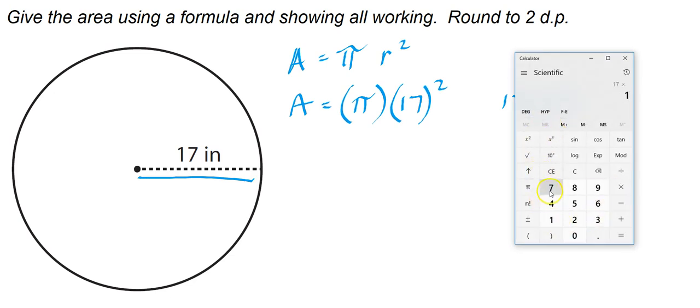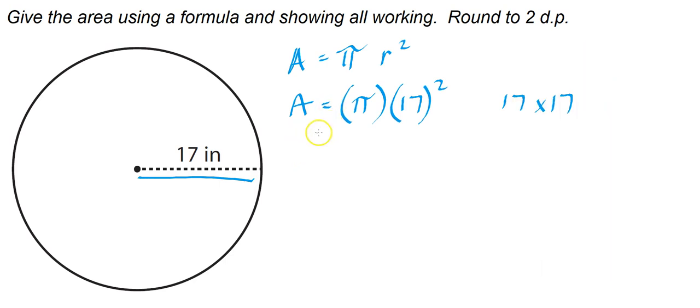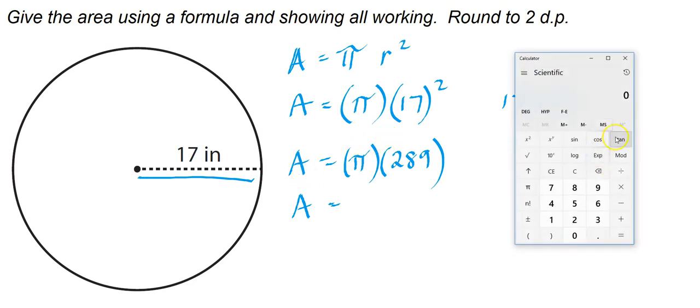17 times 17, 289. So my next line of working is area equals pi times 289. And I'm going to use my calculator again to multiply pi and 289. Pi times 289 gives me 907.920.